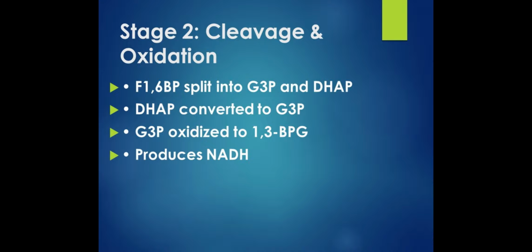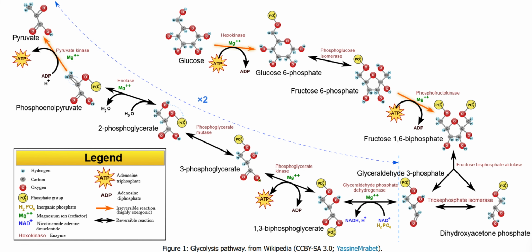Step 5, it involves isomerization of triose phosphates. Here, dihydroxyacetone phosphate is rapidly converted into glyceraldehyde 3-phosphate, and the enzyme that catalyzes this reaction is called triose phosphate isomerase. As a result of this reaction, 2 molecules of glyceraldehyde 3-phosphate are formed from each molecule of fructose 1,6-bisphosphate.